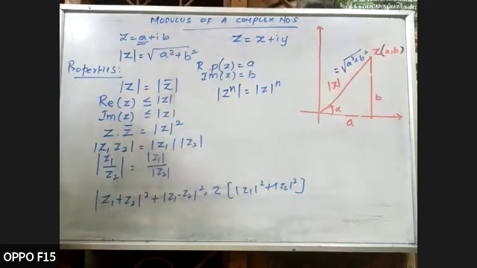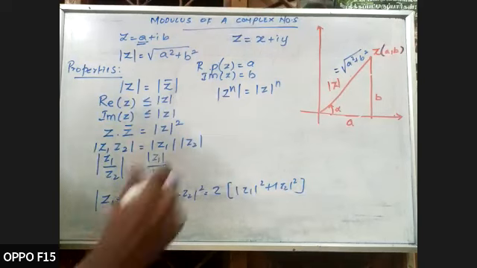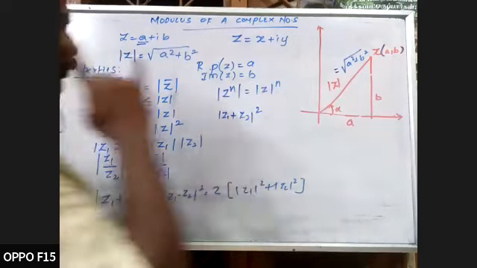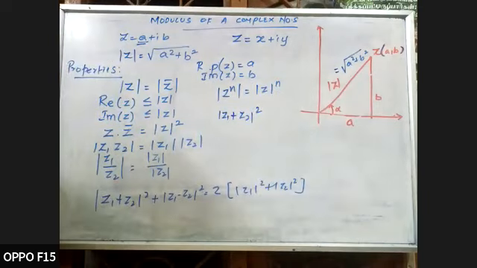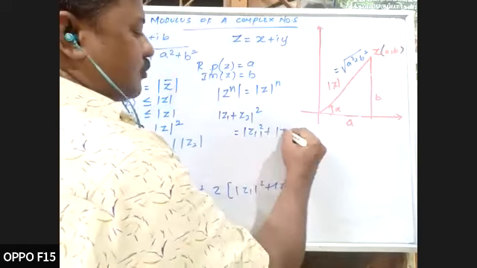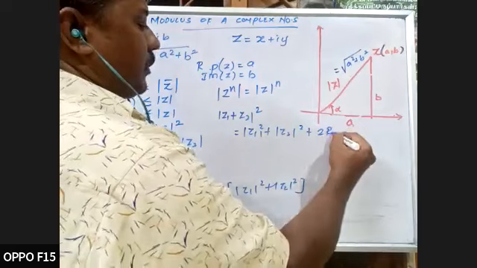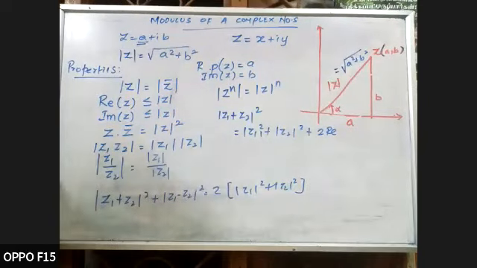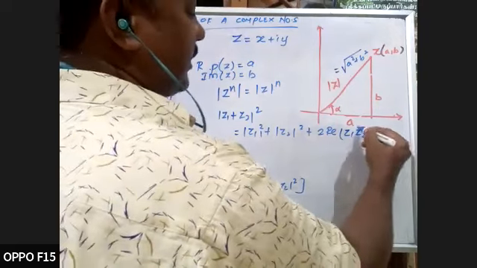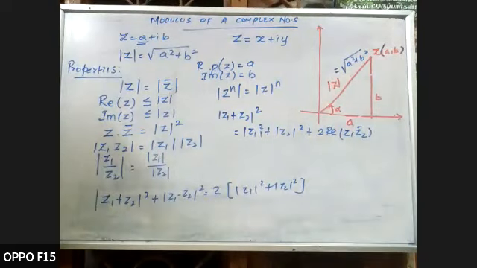Okay. The next property, modulus of z1 plus z2, the whole square, can be written as modulus of z1 square plus modulus of z2 square plus 2 into real part of z1 multiplied by z2 conjugate.